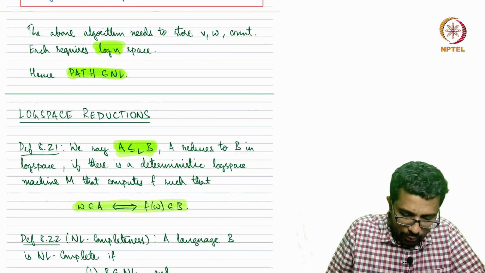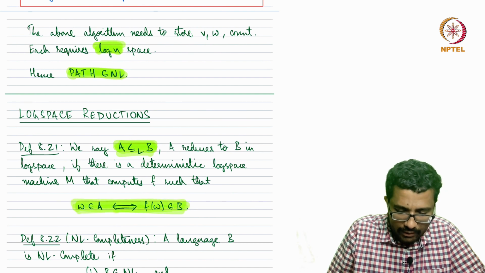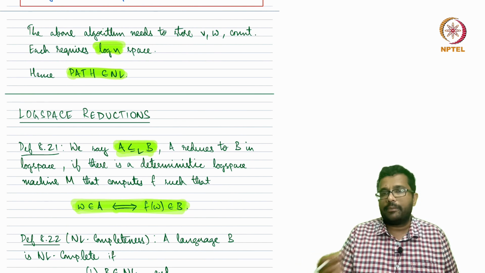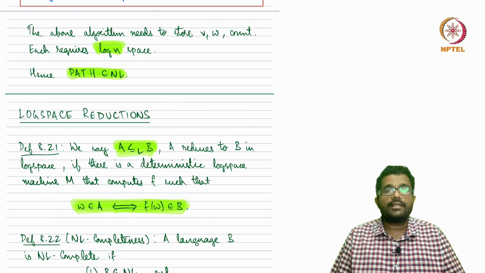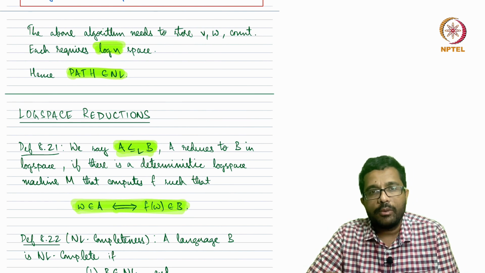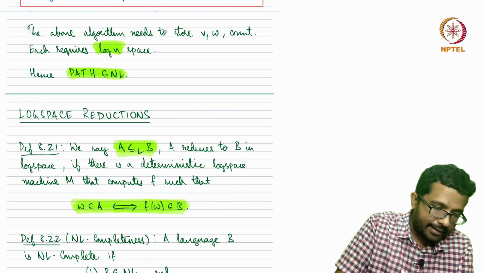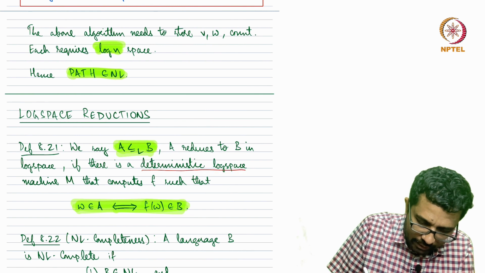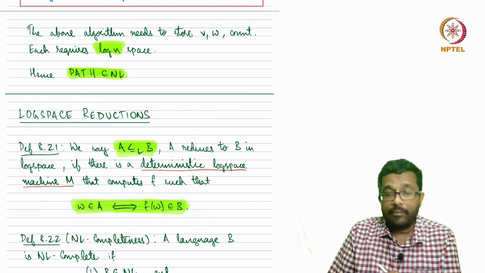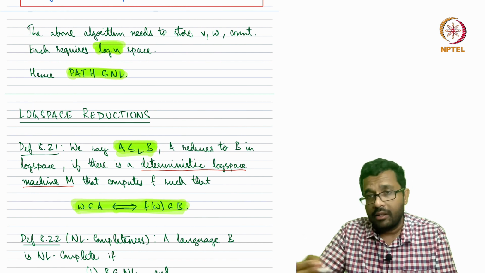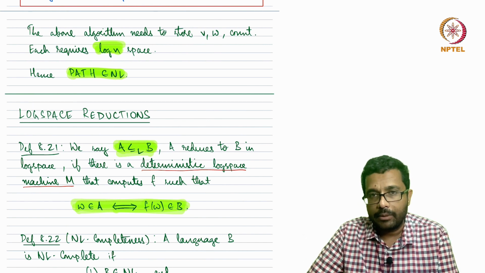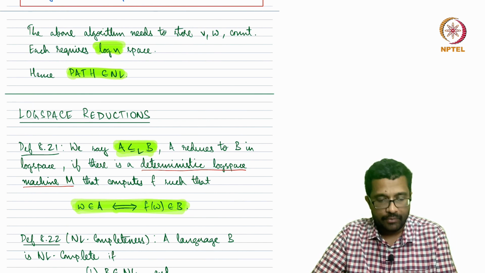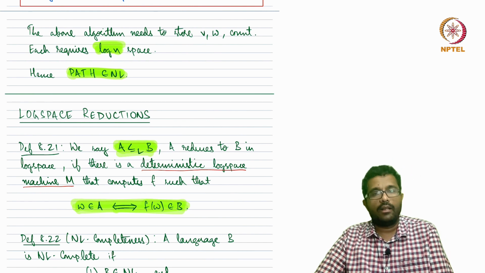For every string in A, you get a string in B. For every string not in A, you get a string not in B. So something in A gets mapped to something in B and something not in A gets mapped to something not in B. The only difference is in the amount of resources consumed by the machine that reduces. In this case, it is a deterministic log space bounded machine. In the case of mapping reducibility, it was just some Turing machine; we just needed it to be computable. In the case of polynomial time reduction, it was a deterministic polynomial time Turing machine. So here it's a deterministic log space machine.